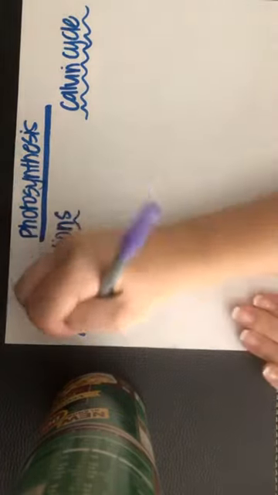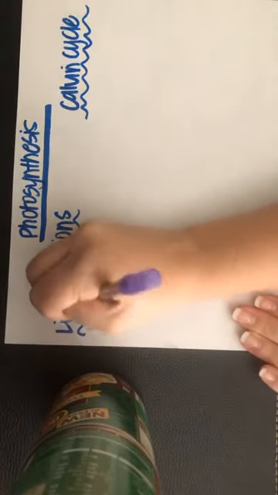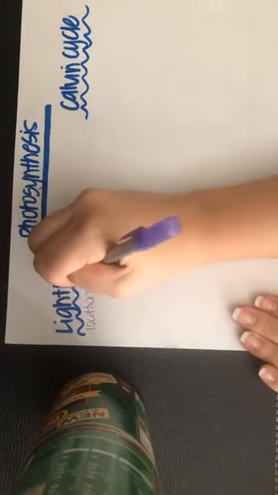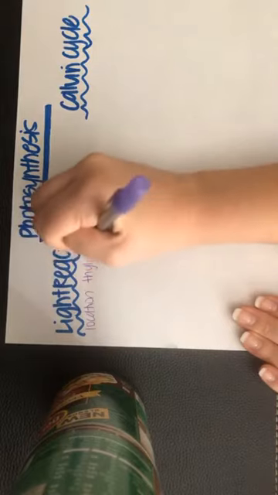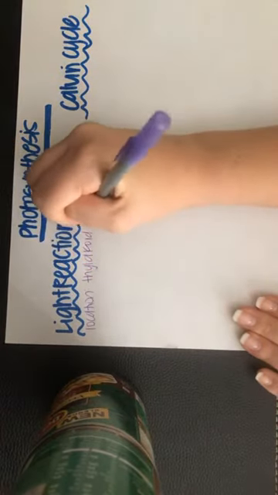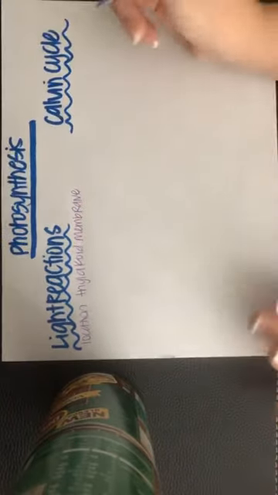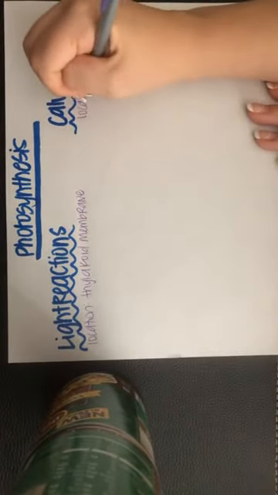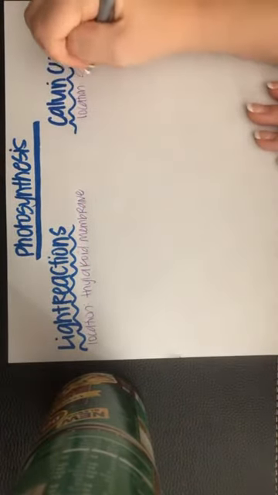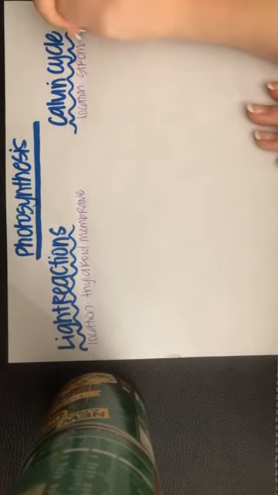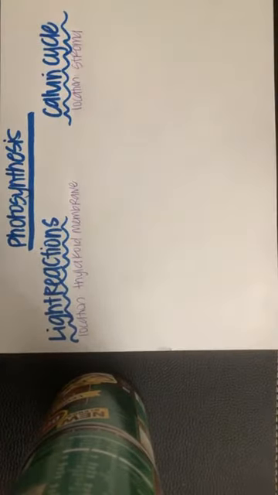So for the light reactions, remember we need the location. The location of the light reactions is in the thylakoid space. I'm sorry, thylakoid membrane. And then the location for the Calvin cycle is going to be in the stroma. So the light reactions take place in, of course, this membrane.